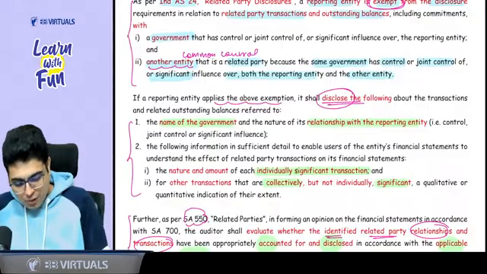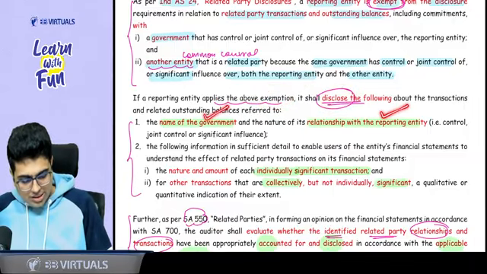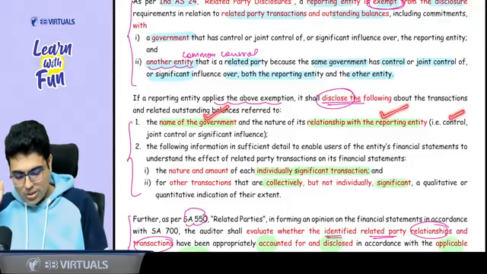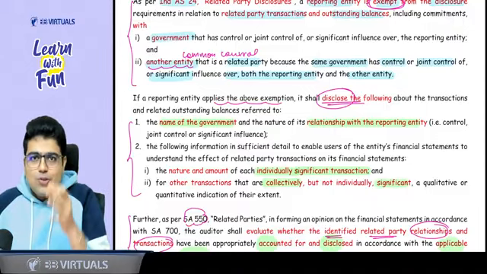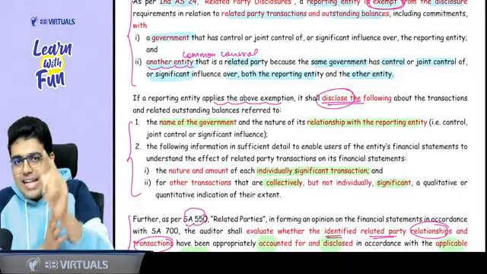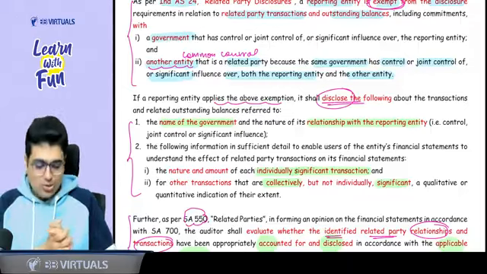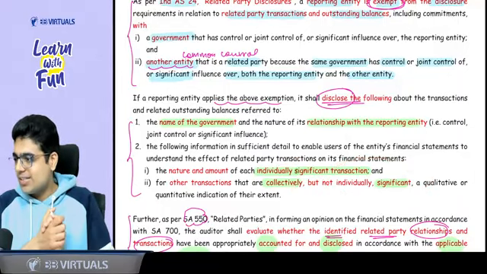But sir, if you are applying the above exemption, two things need to be disclosed: the name of the government, and the relationship with the entity, whether it is controlling, joint controlling, or significant influence. And second thing, if you are having any significant transaction with the entity under common control, that significant transaction needs to be disclosed. It can be an individually or collectively significant transaction.